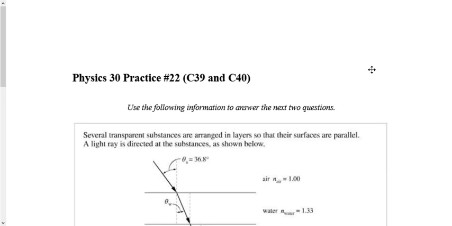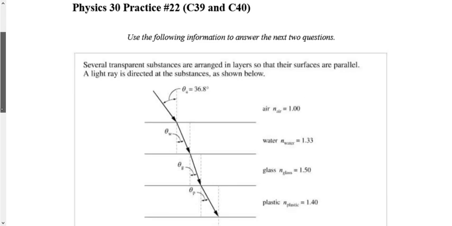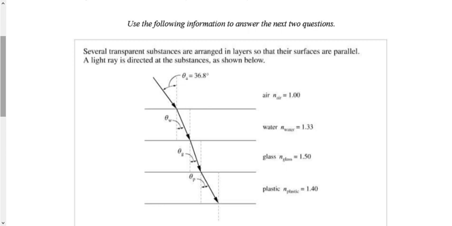Take a look at practice question set number 22. A couple of really good questions on this, especially the last one. This one says several transparent substances are arranged in layers so that the surfaces are parallel. Light rays directed at the substances as shown below.